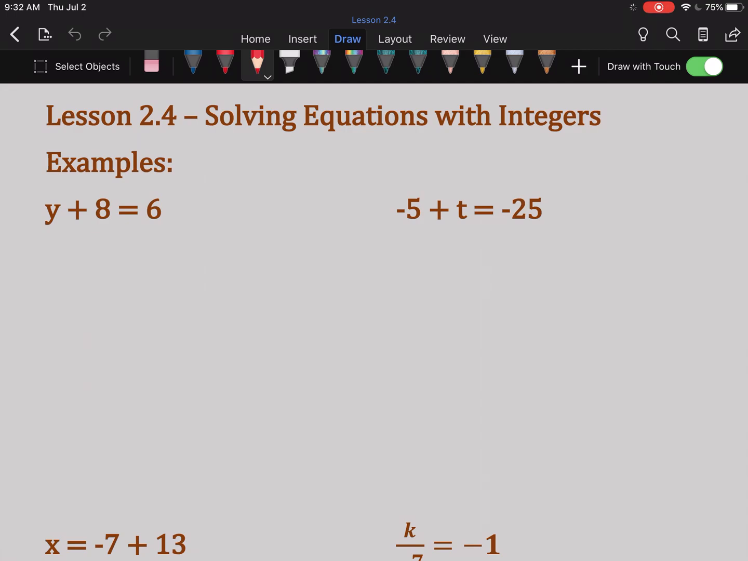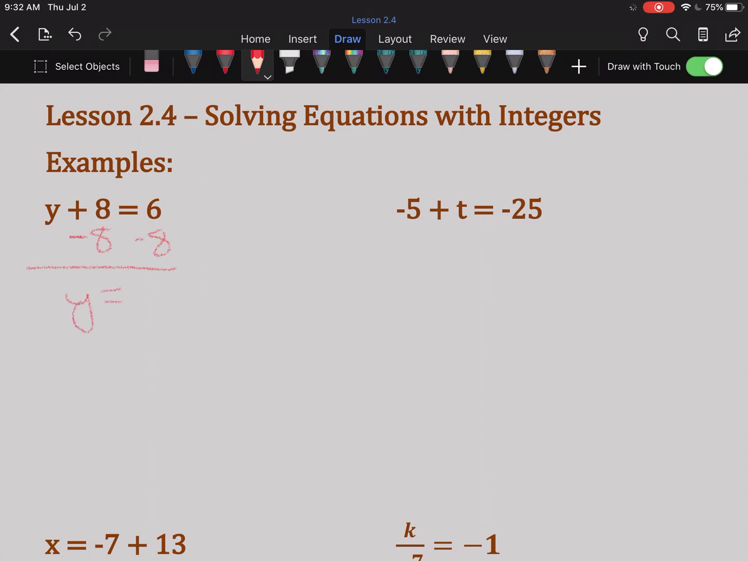This is still the same as it was in chapter 1, though. I've got y plus 8. That 8 is positive, and that's how we need to start thinking about it. And to move a positive number across an equal sign, we must subtract it. So I'm going to subtract 8 from both sides.